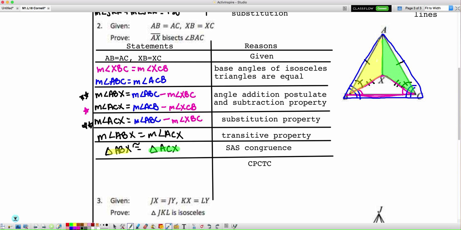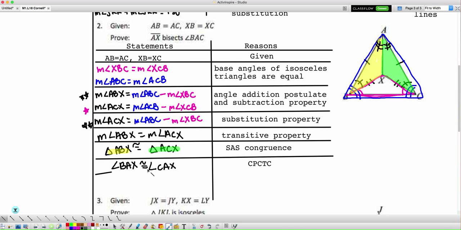So I can say that this angle, maybe two lines like that, right? So angle BAX is congruent to angle CAX, and that's because they correspond to each other. So you can imagine if you folded the green triangle over onto the yellow one, those two would be the same size, so they correspond, right? So, okay, now I've justified that those are equal in measure.